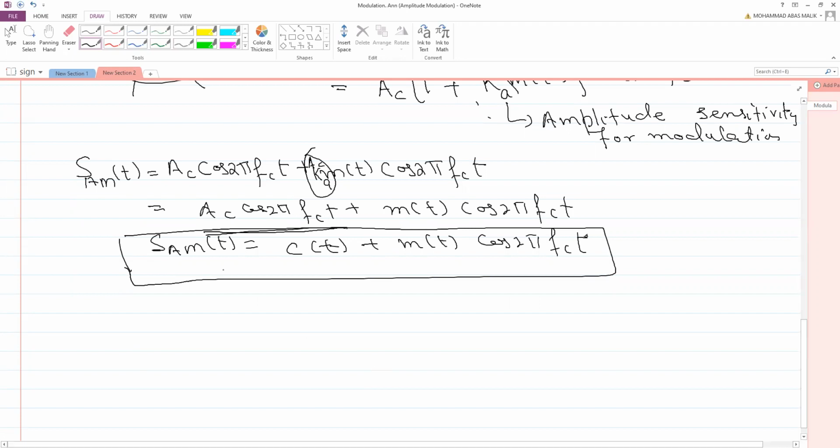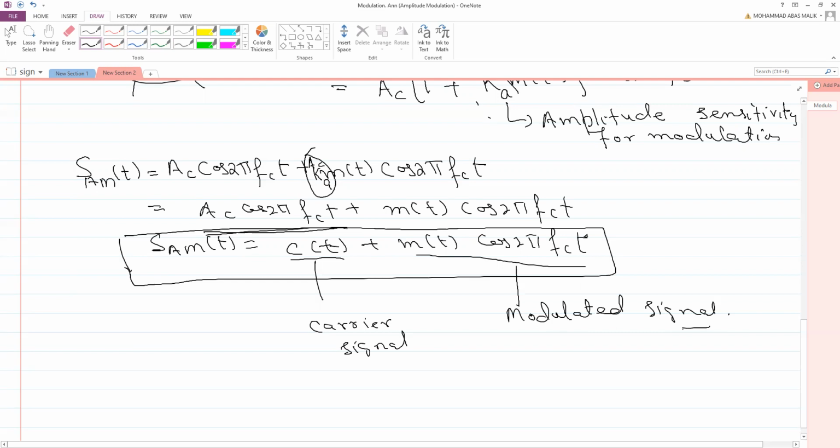So you have this modulated signal. We have one carrier signal and an additional component, and this additional component is called the modulating signal component. This is your carrier signal, and this is the modulating signal component. Because of the additional carrier, power will be wasted, but demodulation becomes easy.